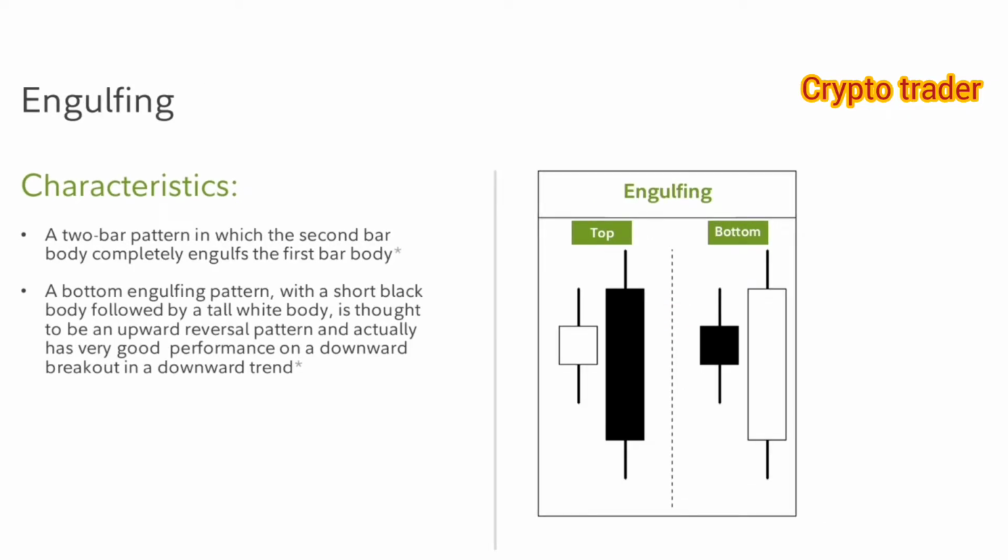Engulfing. Characteristics: a two-bar pattern in which the second bar body completely engulfs the first bar body. A bottom engulfing pattern, with a short black body followed by a tall white body, is thought to be an upward reversal pattern and actually has very good performance on a downward breakout in a downward trend.